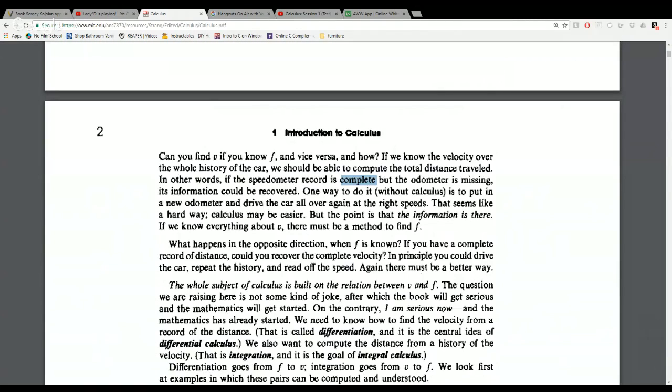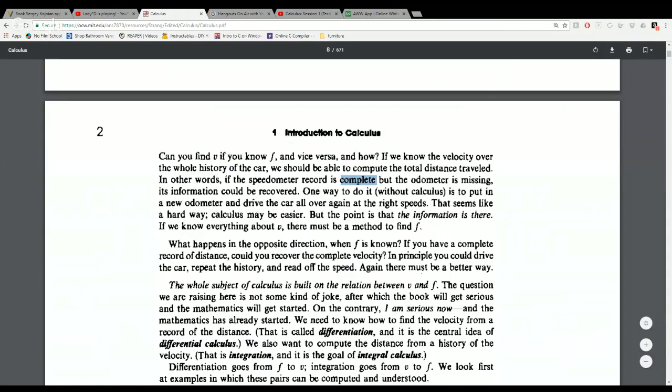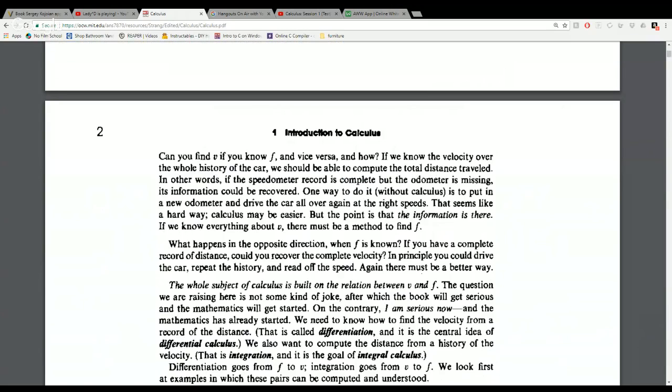One way to do it without calculus is to put in a new odometer and drive the car all over again at the right speeds. So that seems like a hard way. Calculus may be easier, but the point is that the information is there. If we know everything about velocity, there must be a method to find F. Okay, this is absolutely crucial. So he says this function F is recoverable if I know the velocity at every point in time.